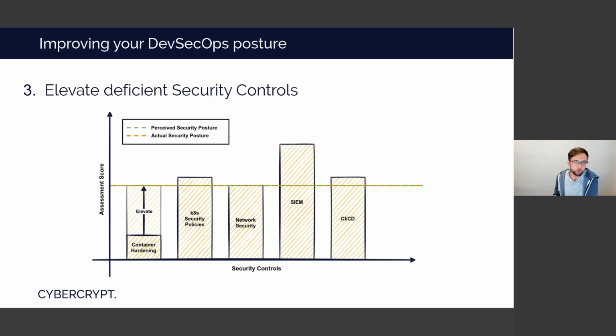And then what you do is you, of course, make a plan. I'm being very broad now, but you make a plan and you act upon that plan and you elevate that deficient security control. And you do that to a point where you align your actual security posture with the one that you perceived before. So we want these lines to align, right?